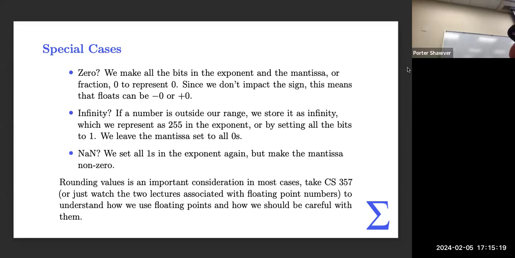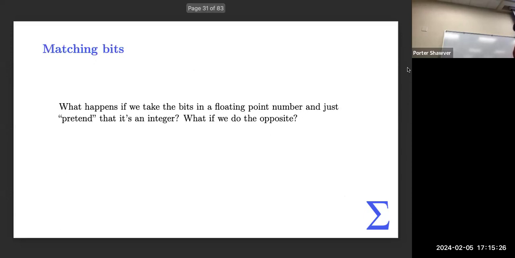But you should be very careful with them because there are a lot of gotchas, a lot of weird things that happen when you do math with them. But that's not what we care about. What we really care about is how we can abuse this representation to just do things for us. So for example, what if you took the bits in a floating point number and pretended that it's an integer? Or what if you did the opposite? You took a binary number and pretended that was a float. Some weird things happen that we can take advantage of.